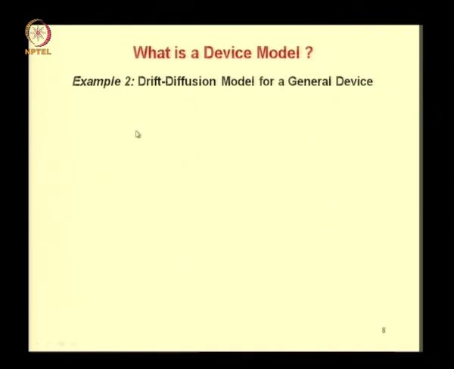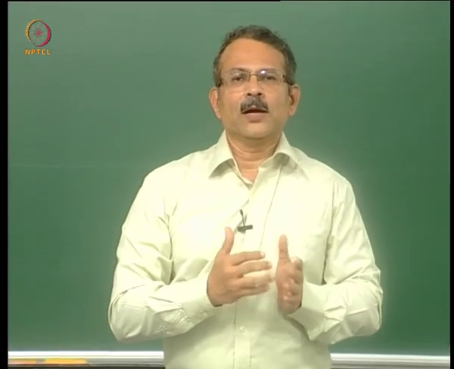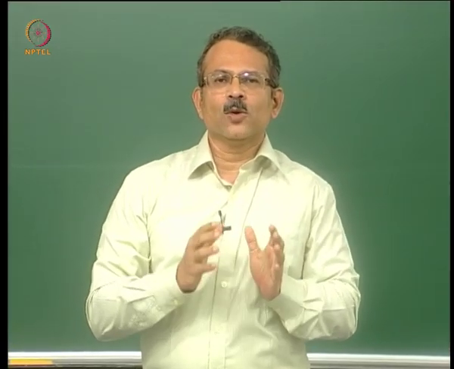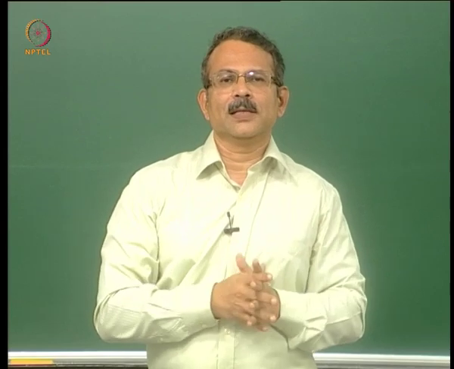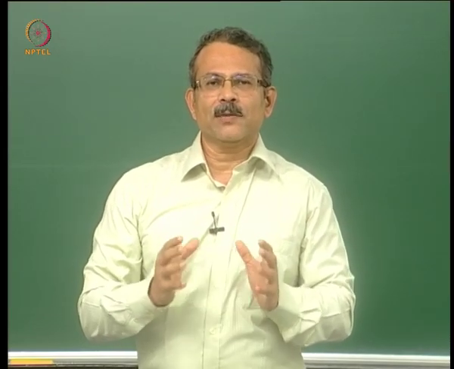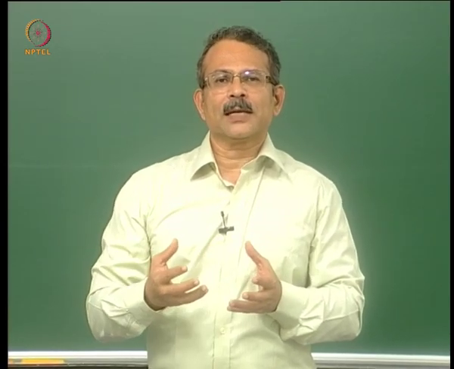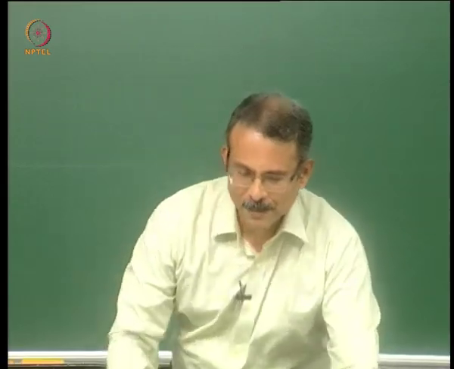Let us look at another example, the drift diffusion model of a general device. The model that we discussed just now for a diode was such that it can only be used for that particular device, namely the diode. Now we are going to look at a set of equations using which we can derive the current voltage characteristics of any device.